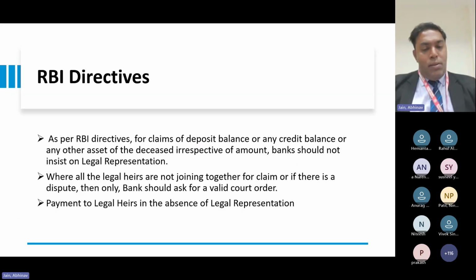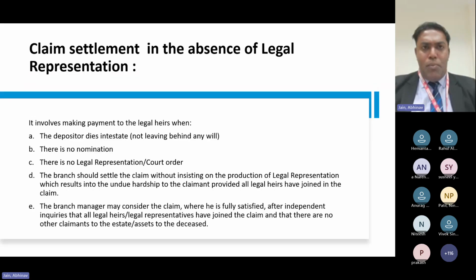Now, let us understand a few more important questions. Suppose there is no legal representation. In case of absence of legal representation, we have to make payment to legal heirs. Suppose a depositor dies without leaving any will. So what is intestate? Remember this word. A person dying without leaving any will behind is called an intestate. This can be a question. Again, legal representation would be required in case of no nomination and no court order. In such cases, the branch faces hardship.